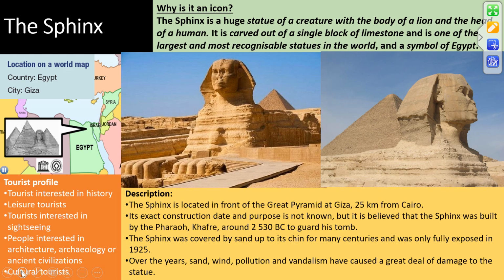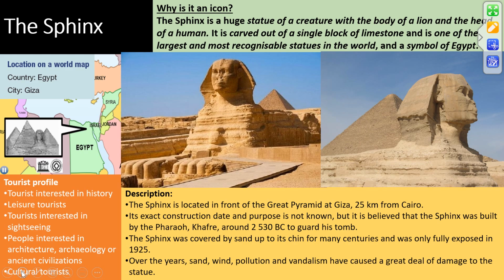Now, it's remarkable that this statue is carved from one single block of limestone, and it is also one of the largest and most recognizable structures in the world, and has become a symbol of Egypt. As I already mentioned to you, the Sphinx is located in front of the Great Pyramid at Giza, and Giza is 25 kilometers from Cairo. Cairo is the capital city of Egypt.